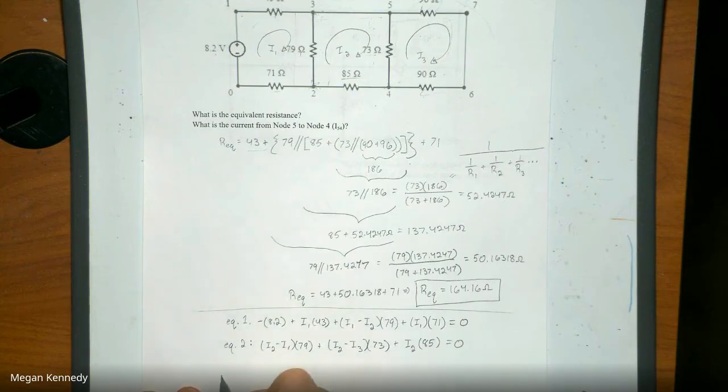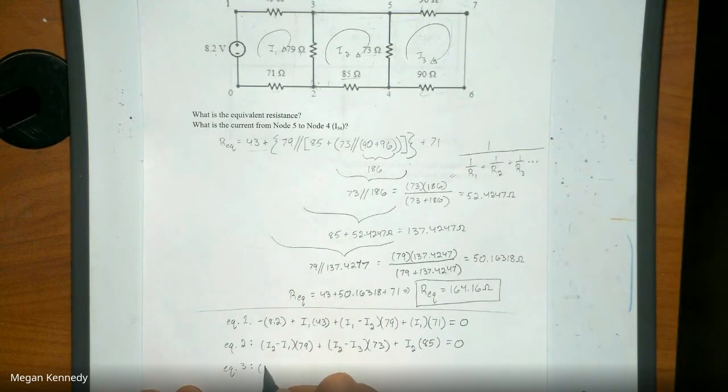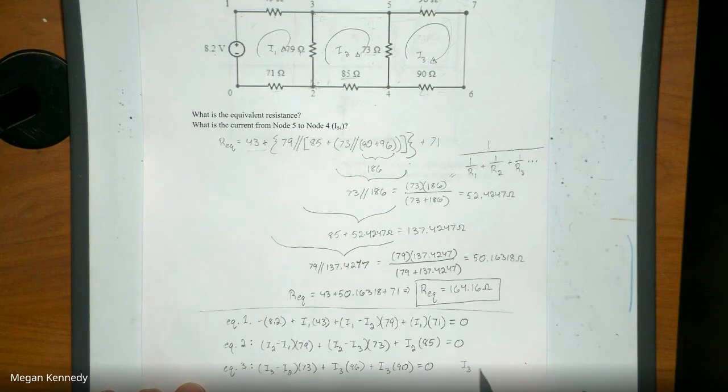So now for our final equation, equation 3, we're going to follow along the mesh of I3. And so we have I3 minus I2 times 73 plus I3 times 96 plus I3 times 90. Now, if you want to save space, you can also write this together as just I3 times 96 plus 90. And that'd be equivalent to these two factors right there.